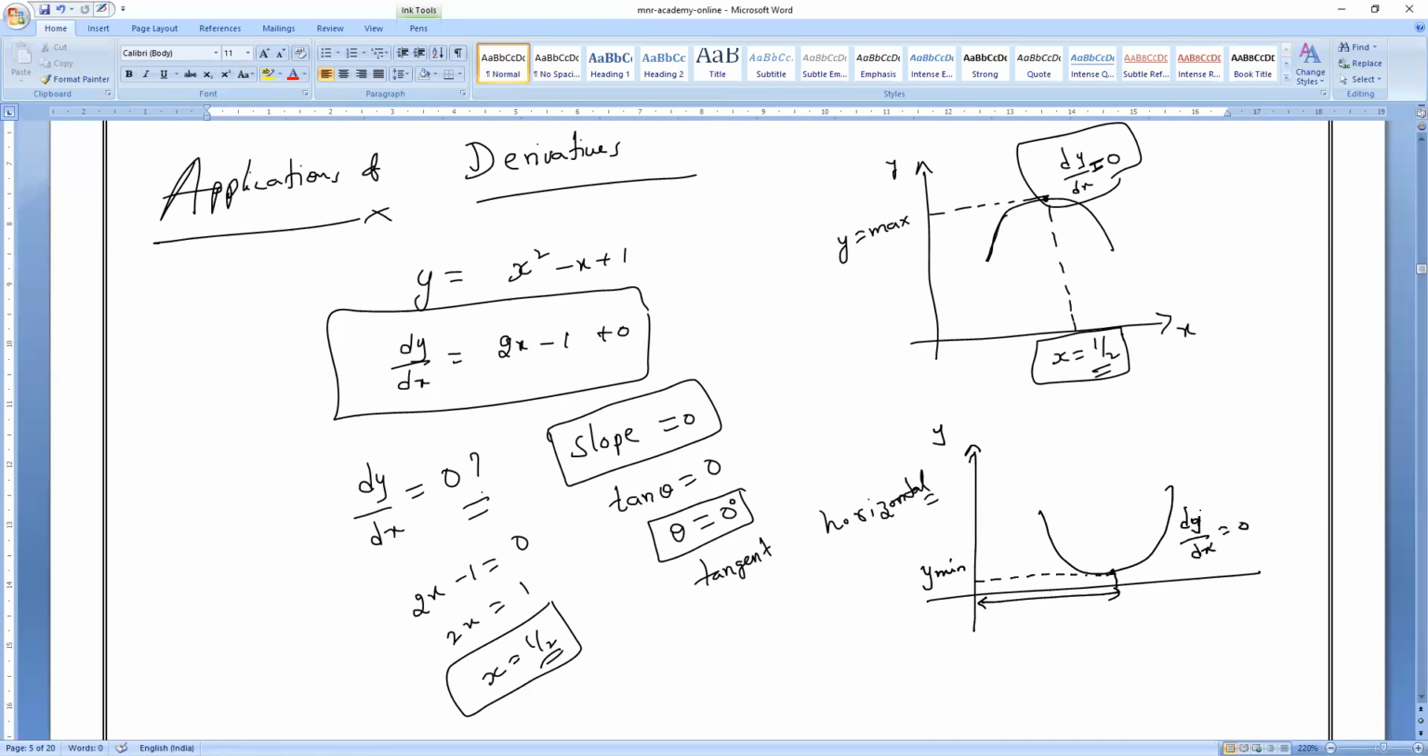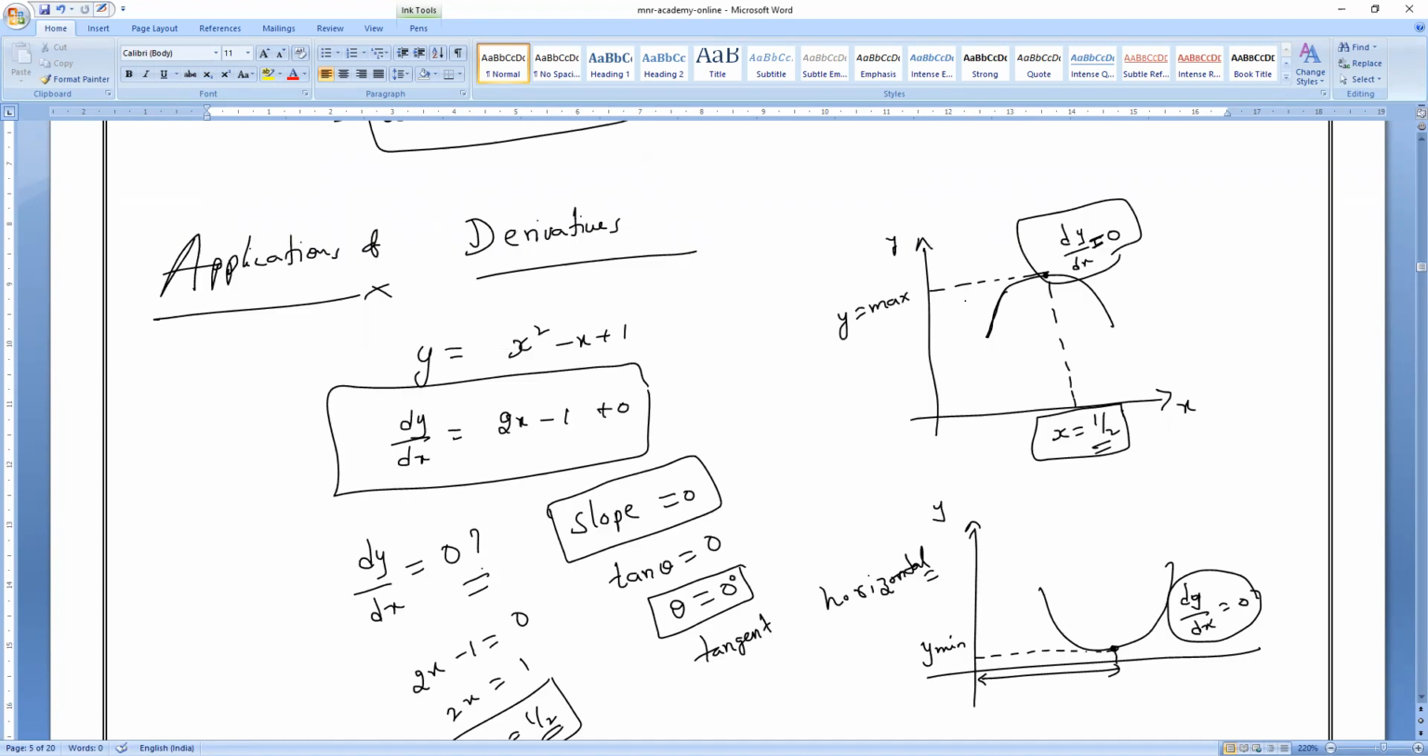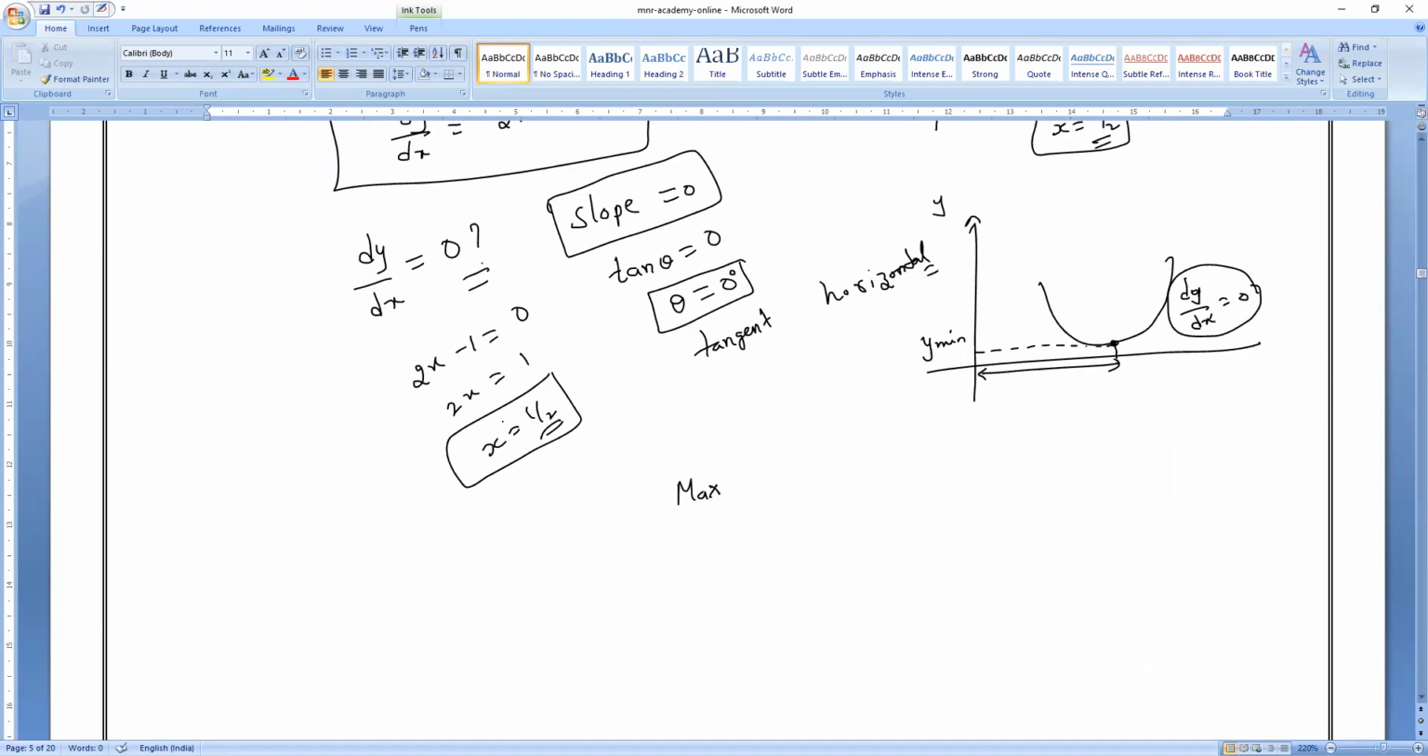So in this case, when is the minimum? Y is minimum at this point, y is maximum at this point. In this case also dy by dx is equal to 0. That is what you have to remember. So be careful from this: we want to find the maximum and minimum. Y minimum and y maximum we have to find by using differentiation.